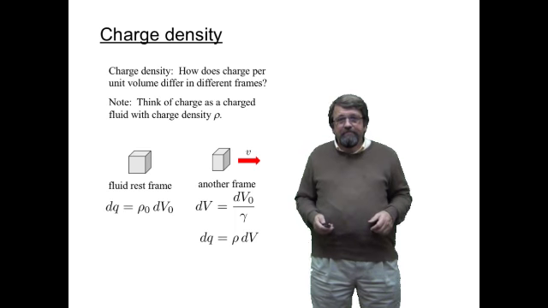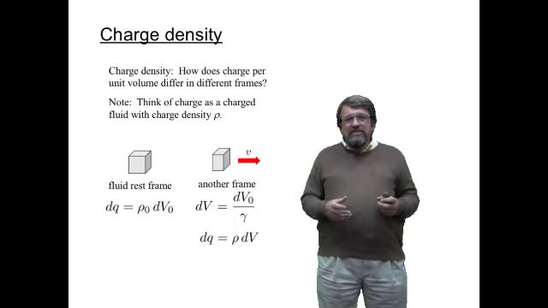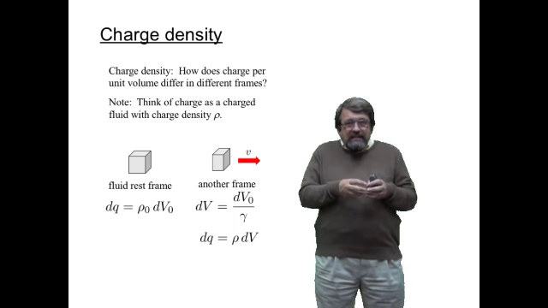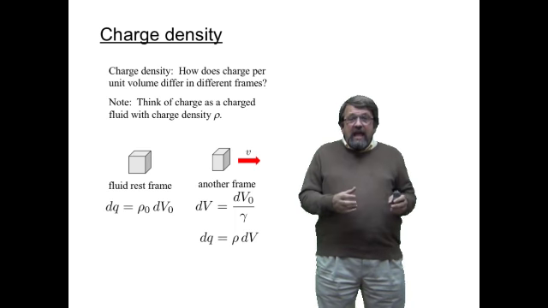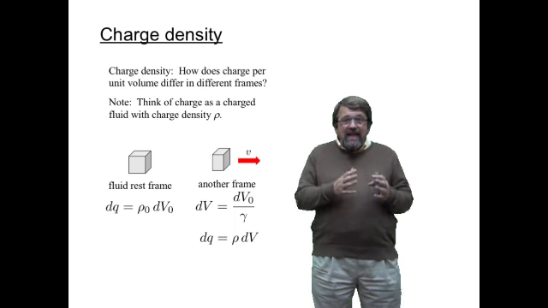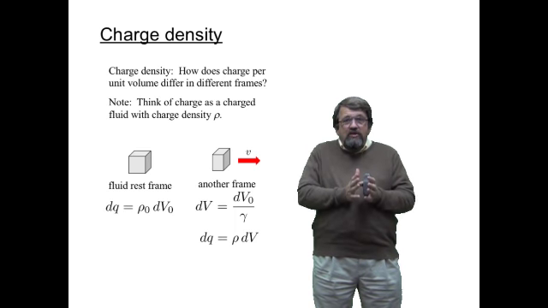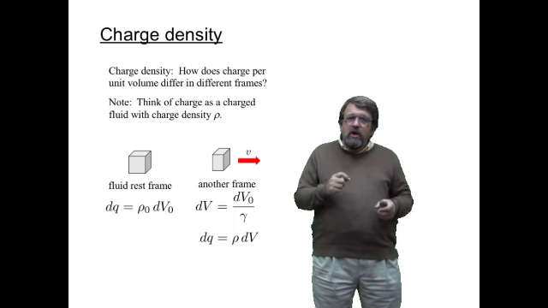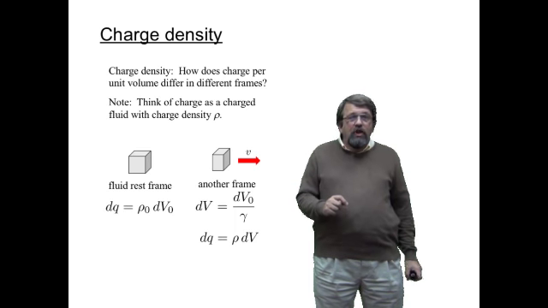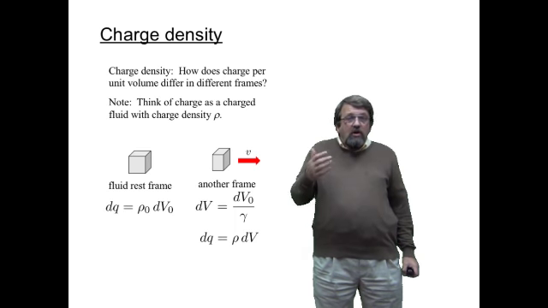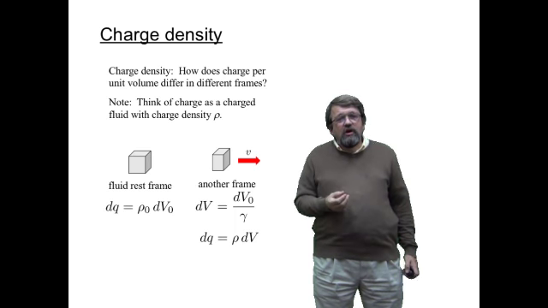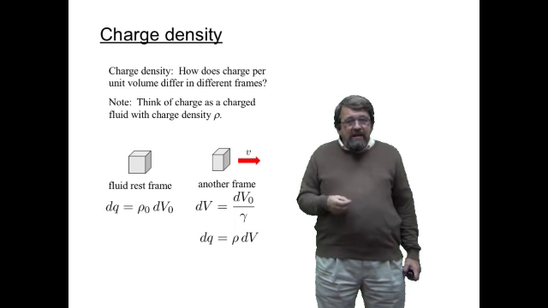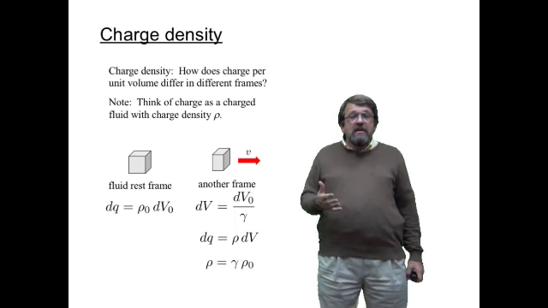dV being the volume. But if we look at this same little volume of charged fluid in a different frame of reference in which the fluid is moving, then that little volume will be length contracted. So its volume will go down. The new volume will be just dV naught over gamma. But it contains the same amount of charge. So that means that the charge density must be greater by a factor of gamma.